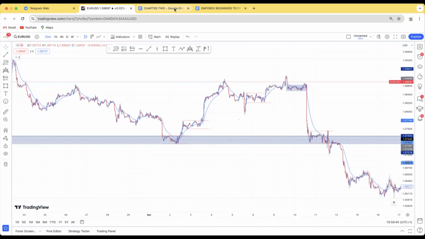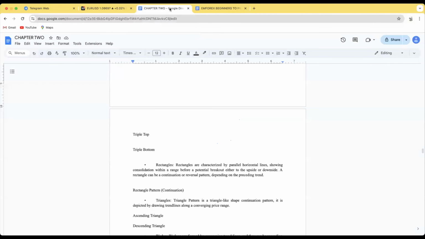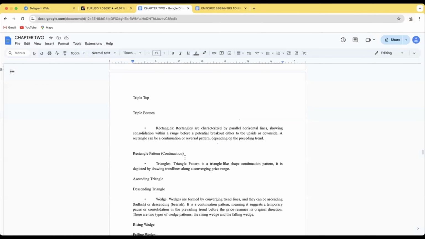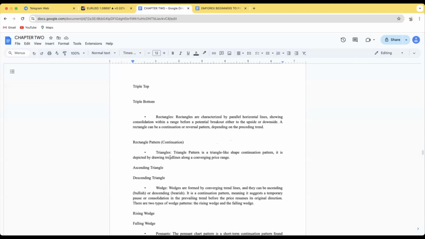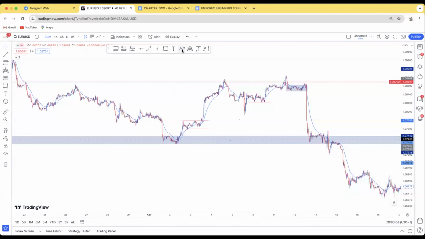So the next on our list here would be triangles. The triangle pattern is a triangle-like shape continuation pattern. It depicts a drawing trend along a converging price range. So triangles are like this. This is the way a triangle is.